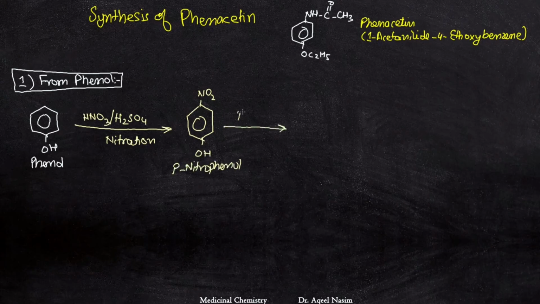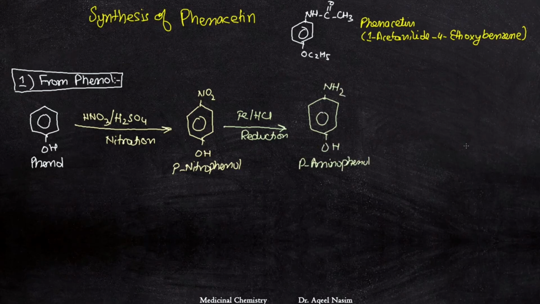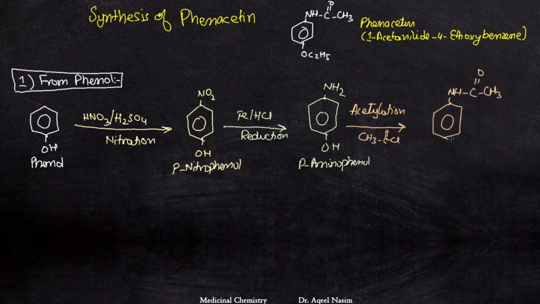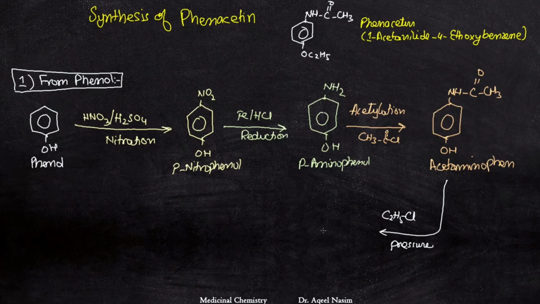This para-nitrophenol undergoes further reduction in the presence of Fe/HCl, and it will form para-aminophenol. This is the basic structure, and this para-aminophenol undergoes acetylation in the presence of CH3 C double bond O Cl, that is acetyl chloride, and it will form the parent compound known as acetaminophen. This is the structure of acetaminophen. Now this acetaminophen along with ethyl chloride under a certain pressure will form phenacetin.